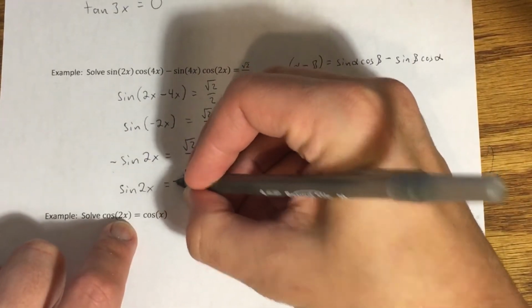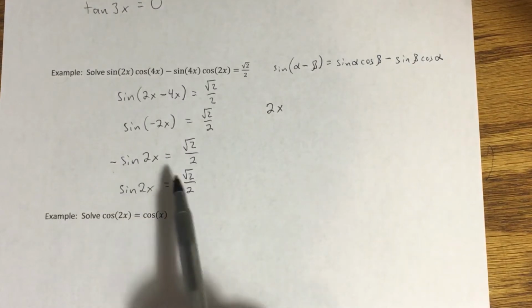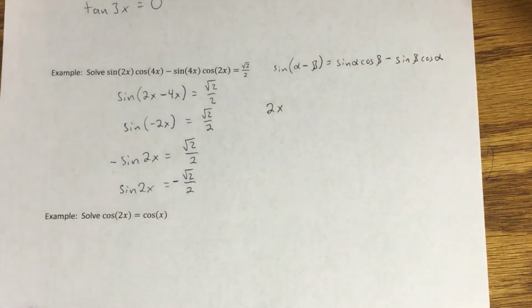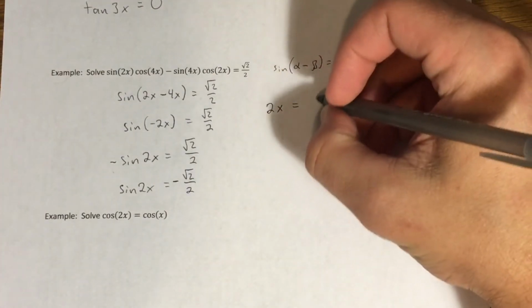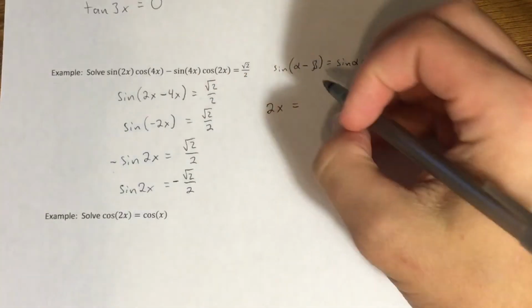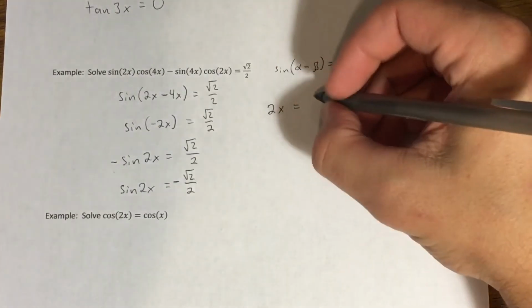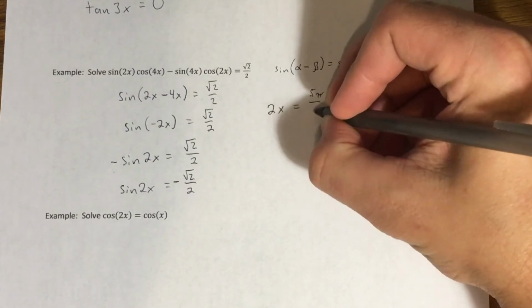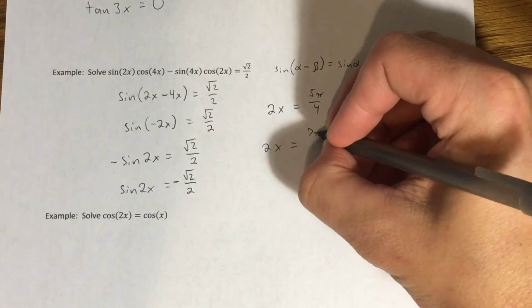Sorry, I meant to make that a negative. We'll fix that. Where is sine equal to negative root 2 over 2? It happens in two places in our unit circle. Once in the third quadrant, once in the fourth quadrant. Specifically, it's going to happen when 2x, my angle, is equal to 5 pi over 4, and again, 7 pi over 4.